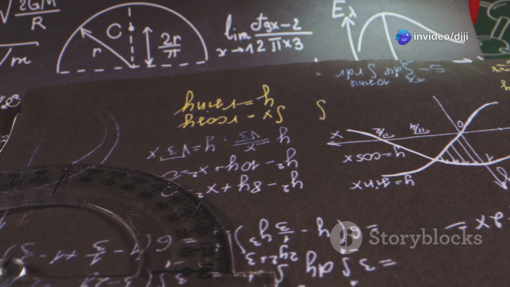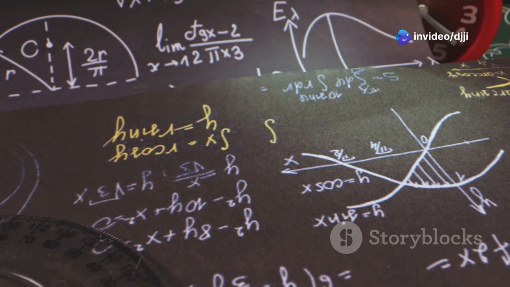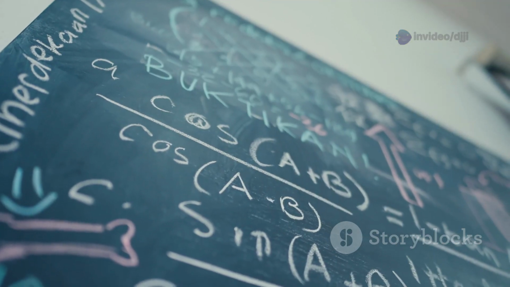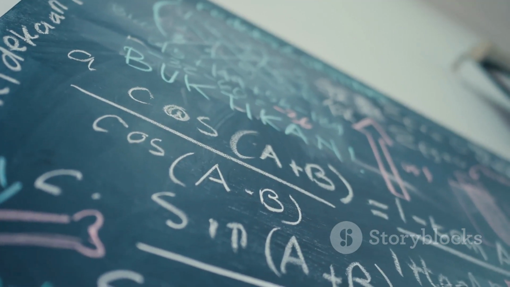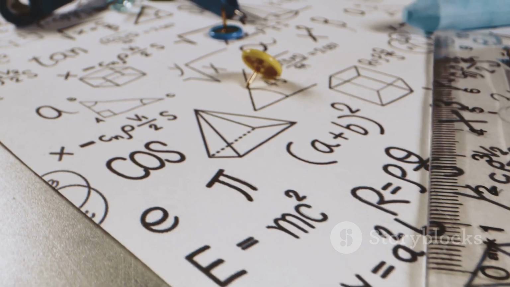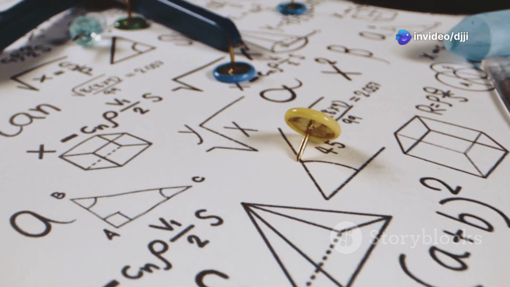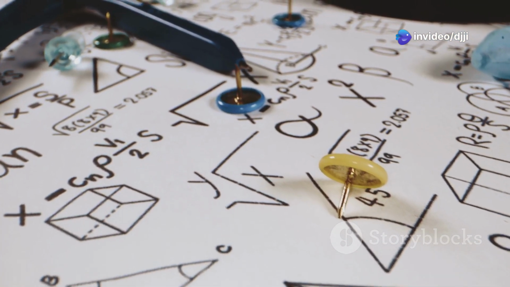Example, let's divide the polynomial 6x cubed plus 12x squared minus 18x by the monomial 3x. First, rewrite as a fraction: 6x cubed plus 12x squared minus 18x all over 3x. Then, split into individual fractions: 6x cubed over 3x plus 12x squared over 3x minus 18x over 3x.